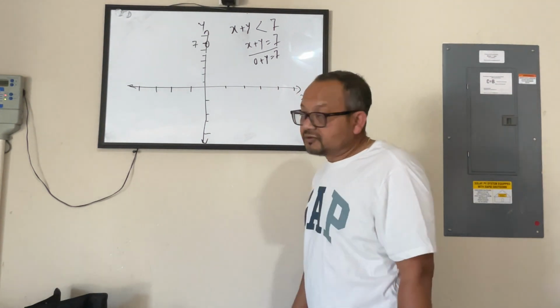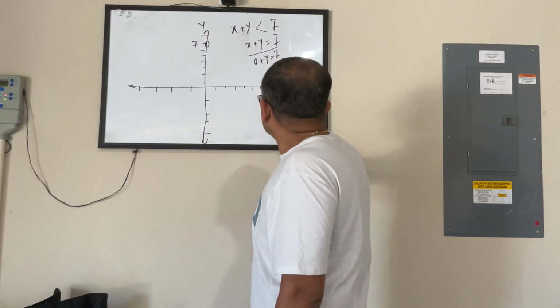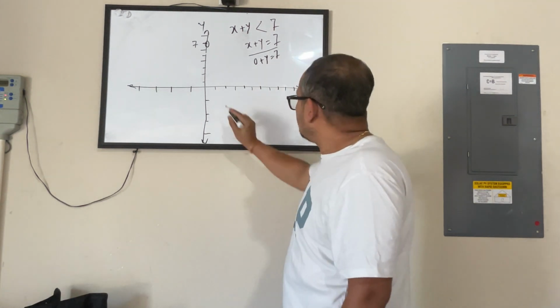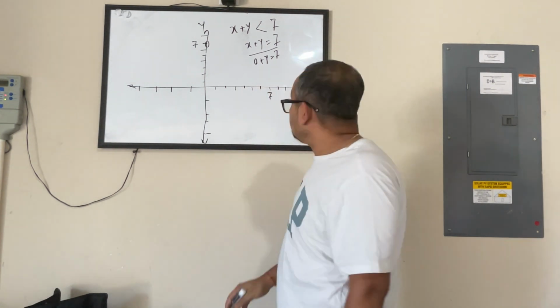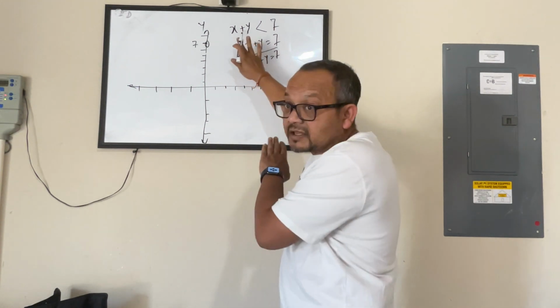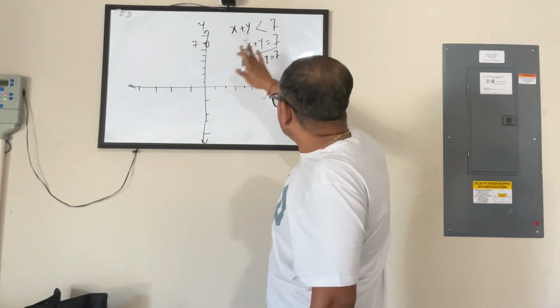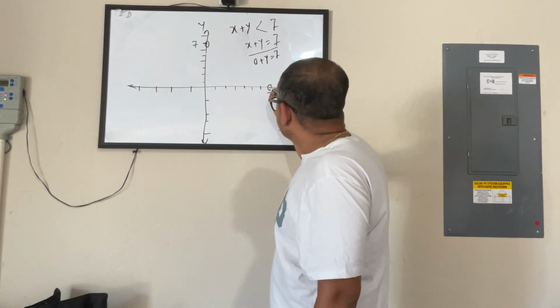Next, what will I do? I'll make y 0, because that is also satisfying the equation, right? When x is 0, y is 7. When y is 0, x is 7. This is my second point.